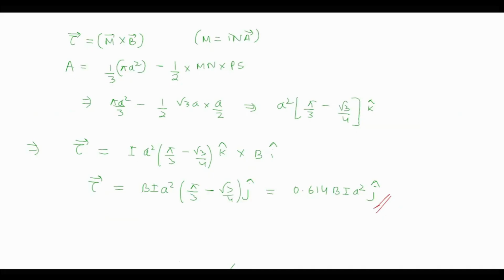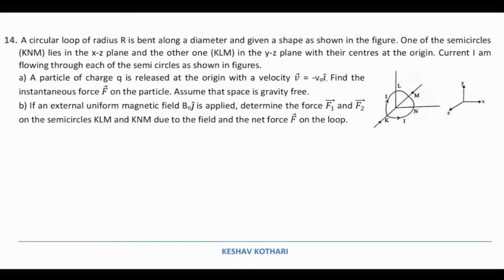Let us deal with the next problem. A circular loop of radius r is bent along a diameter and given a shape as shown in the figure. One of the semicircles, KNM, lies in the xz plane and the other one, KLM, in the yz plane, with their centers at the origin. Current I ampere flowing through each of the semicircles is as shown in the figure. A particle of charge q is released from the origin with velocity v vector equal to minus v naught i cap. We have to find the instantaneous force on the particle. Assume that the space is gravity free.